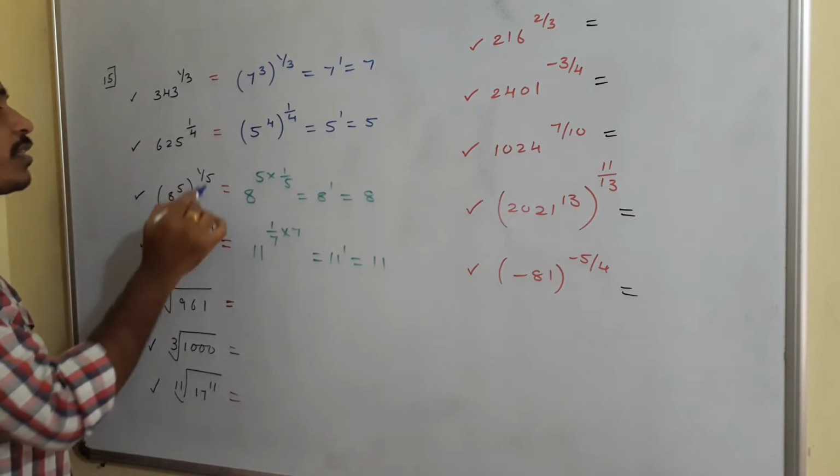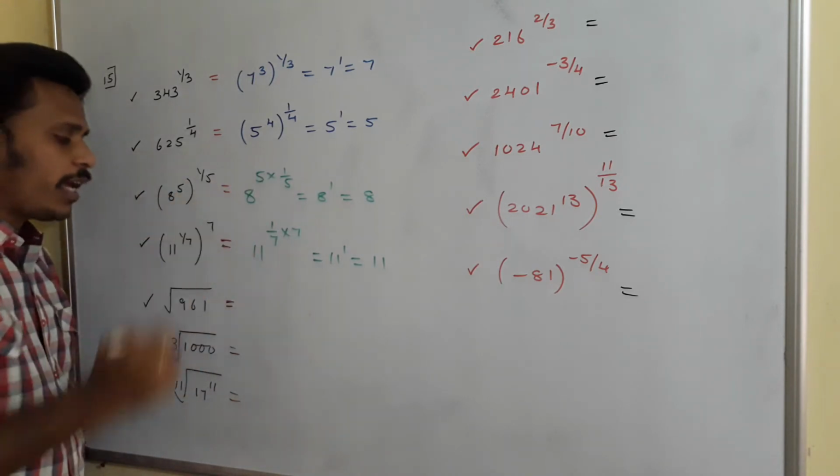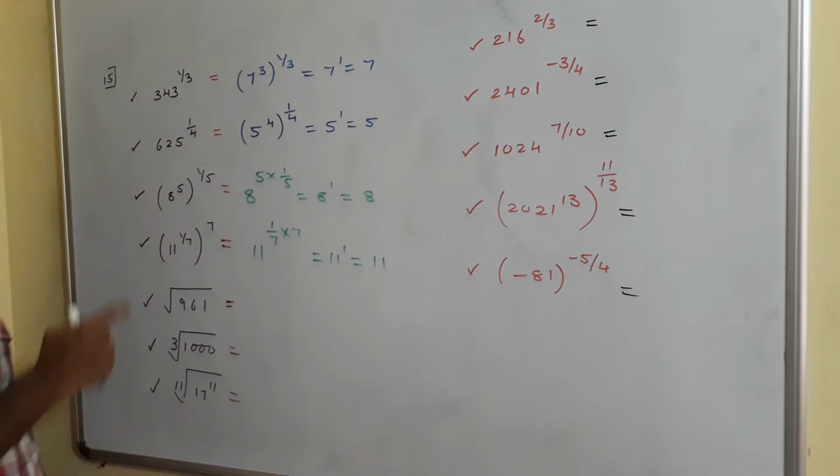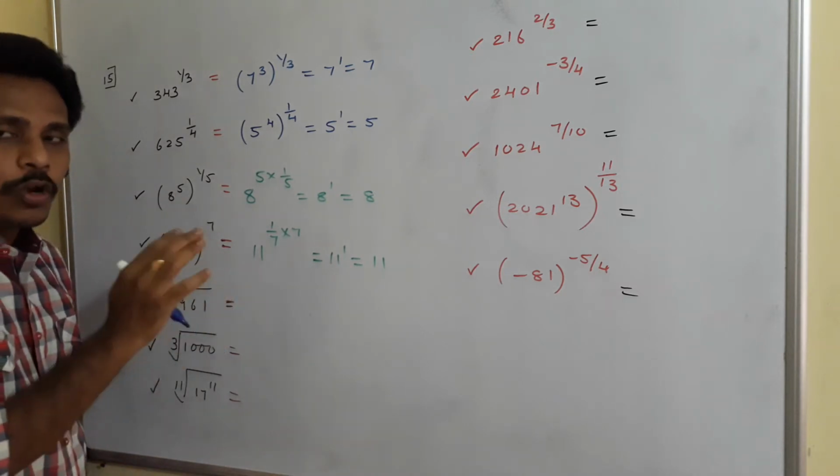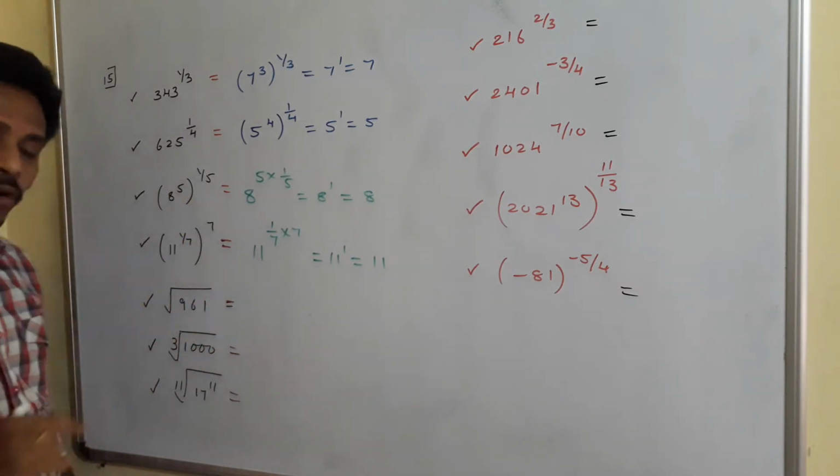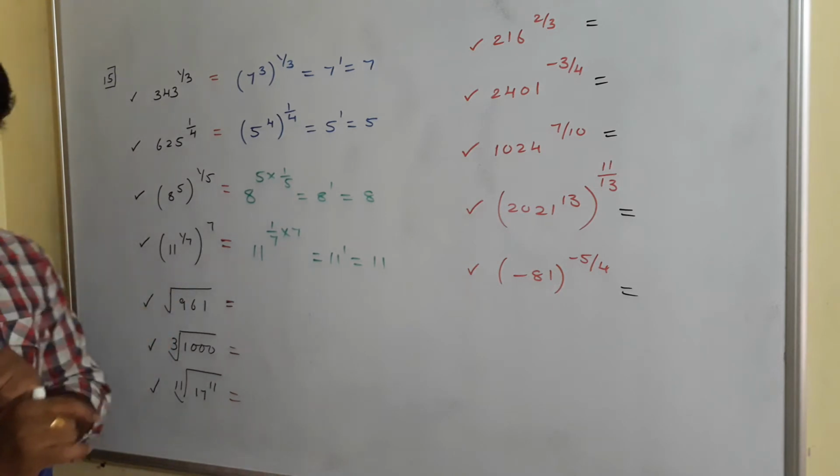And the value of 8 power 5 to the power 1 by 5 is 8. The value of 11 power 1 by 7 to the power 7 is 11. Okay? Right. And now just think about the square root of 961.